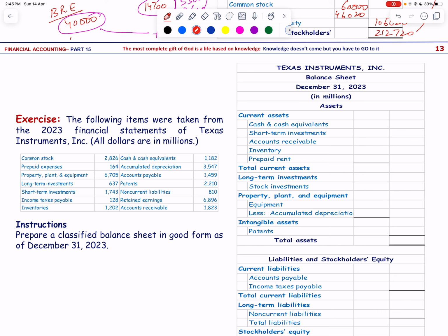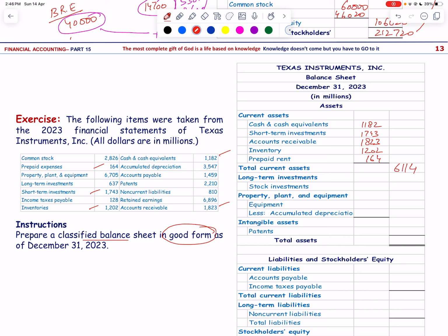The following items were taken from 2023 financial statement of Texas, and we have to prepare a classified balance sheet in good form as of December 31st. So once again we have the current assets, and we start with cash, and that is 1182. Then we have short-term investments of 1743. Then we have accounts receivable of 1823. Then we have inventory of 1202. Then we have prepaid rent of 164, and the total current assets are 6114.